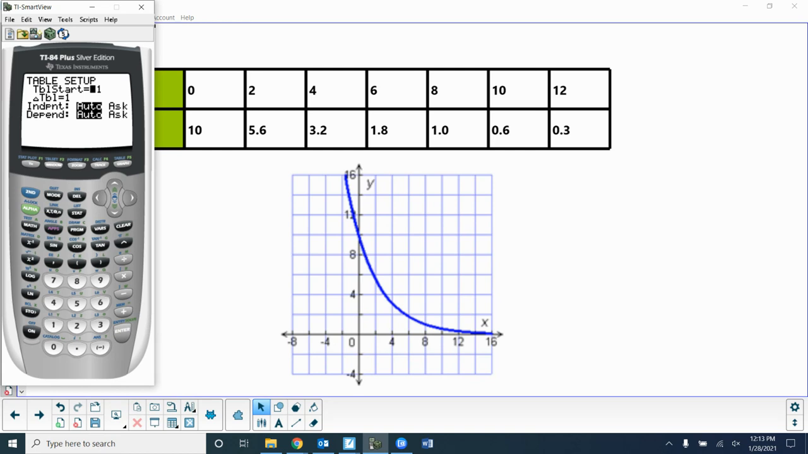How do you get that? Second window. Window's right next to the y equals. It says TBL SET, that's for table set. So you can set your table to go by any increments you want and start anywhere you want. Okay, but usually we just go by ones. But if you wanted to go by tenths, you could. All right. Any other calculator issues?